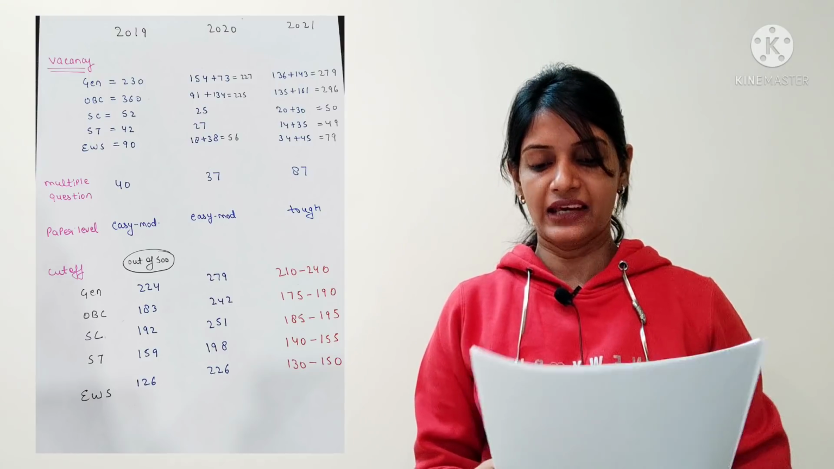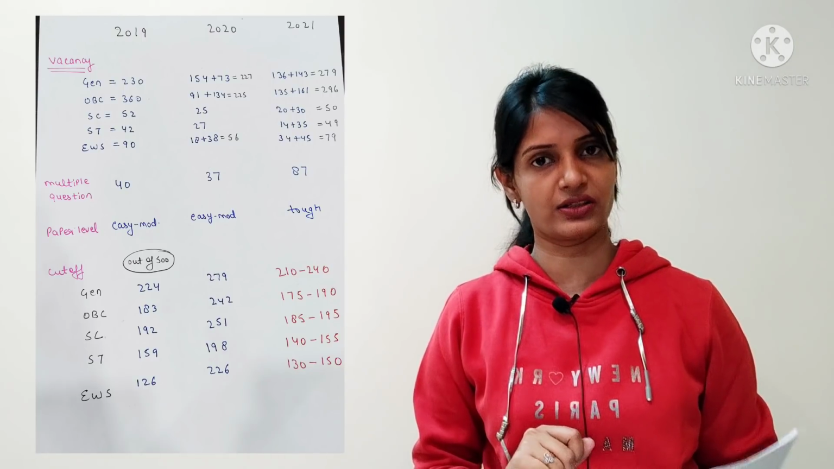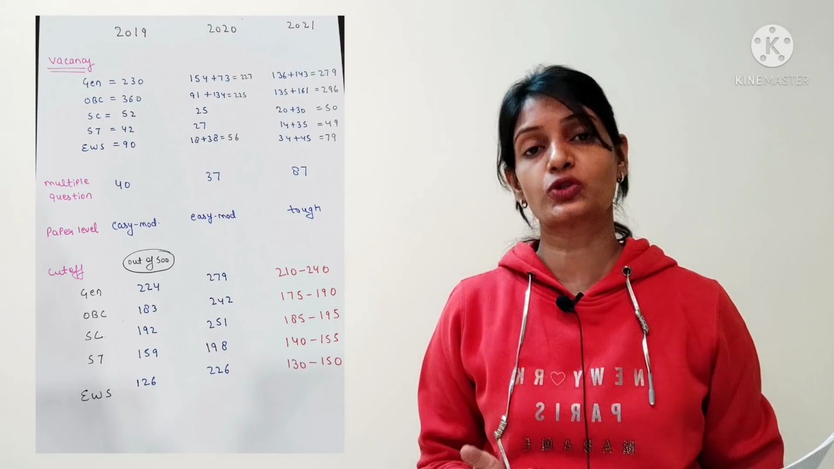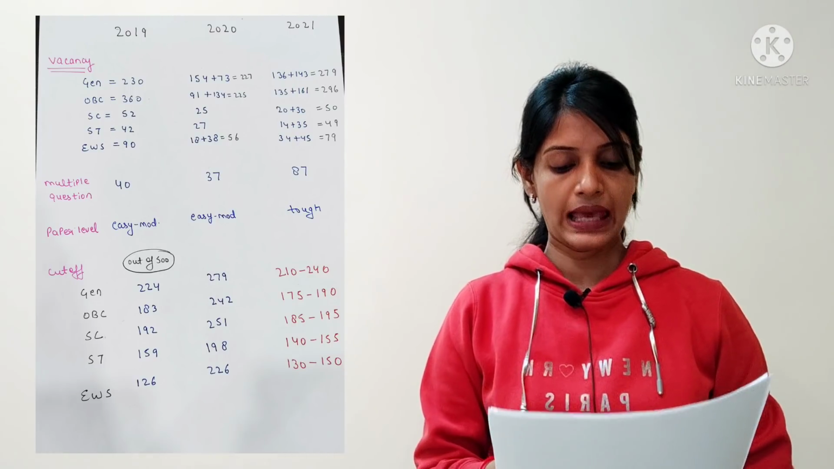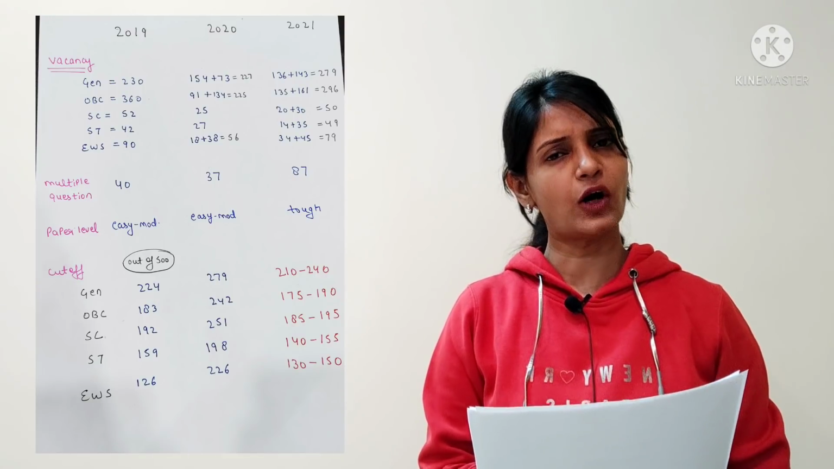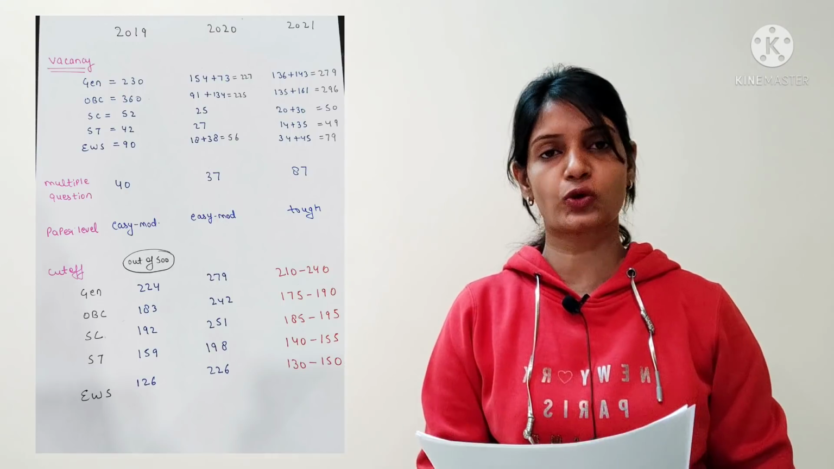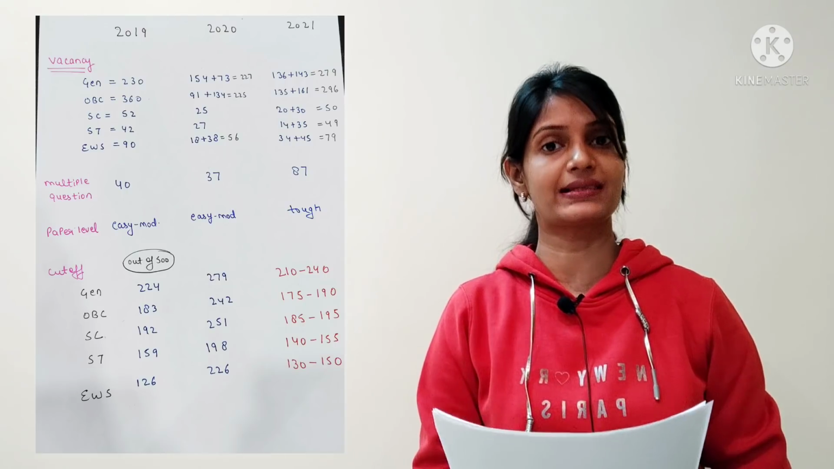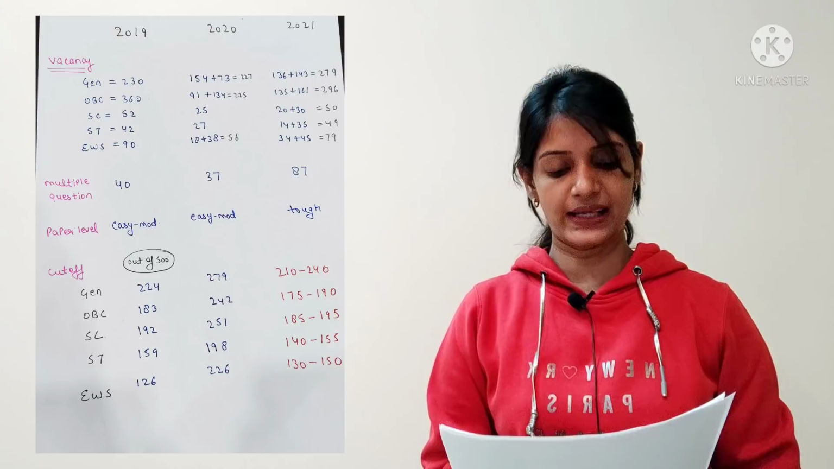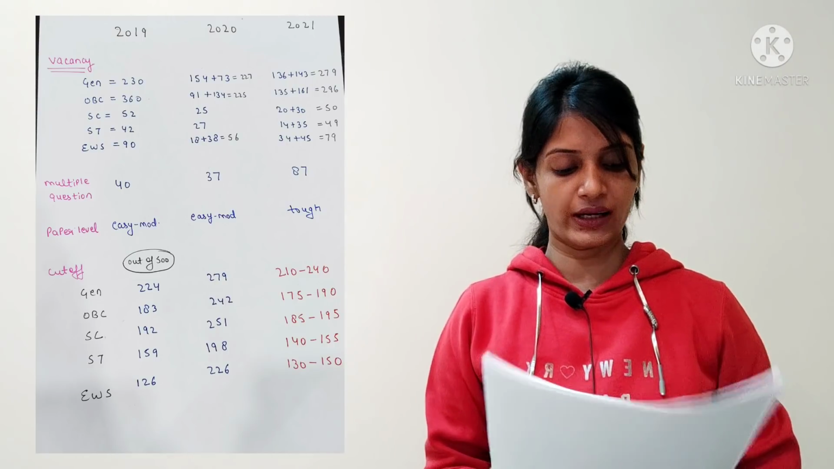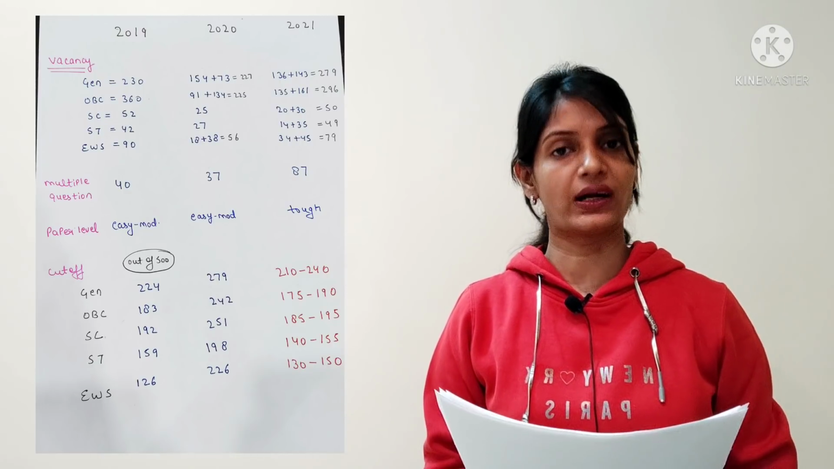What is going to be the cutoff? If I talk about 2019, for general I have taken the cutoff out of 500, not out of 600. So out of 500, that means how much you should score in the written examination. In 2019, you should score 224 for general, 279 in 2020. How much should you score in 2021? 210 to 240. If you score in this range, you have a high probability of getting selected. For the OBC, this year you should score 175 to 190. For SC, 185 to 195. For ST, 140 to 155. And for EWS, you should score 130 to 150.